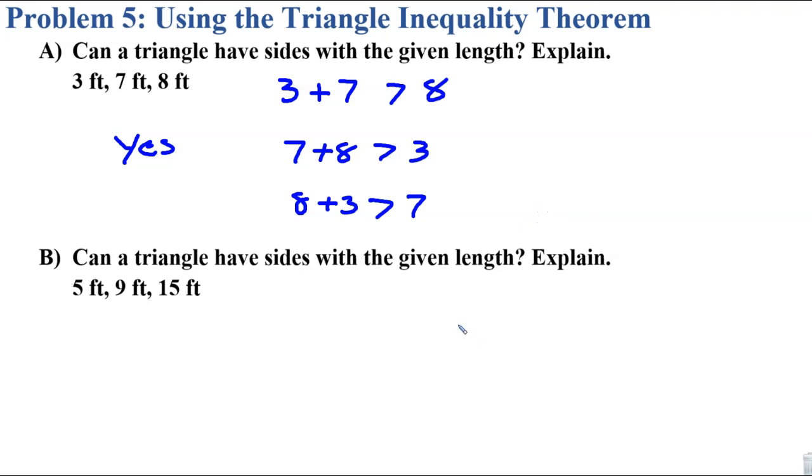For B, we'll run through this one together also. Can a triangle have sides with the given lengths 5, 9, and 15? I'm going to say for this one, no, because 5 plus 9 is 14. That's not greater than 15. That's false.